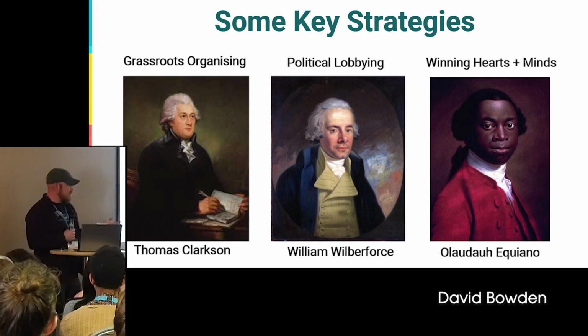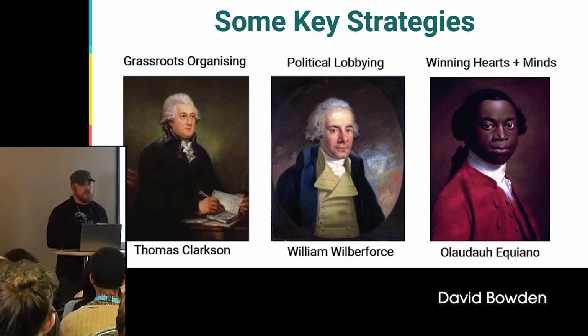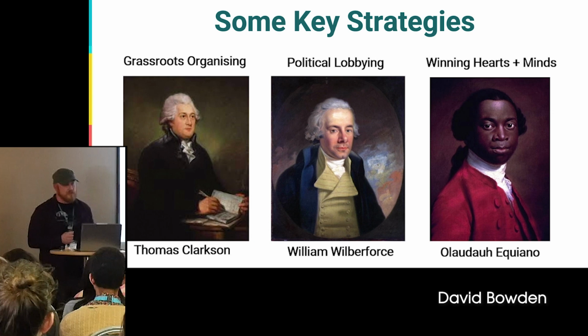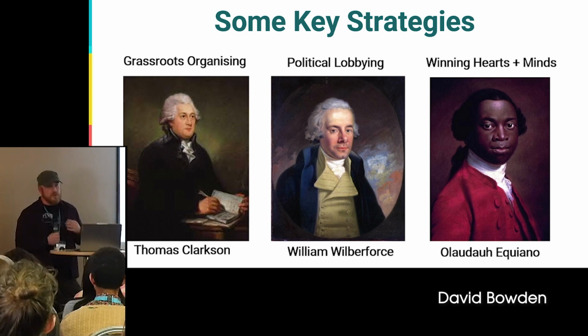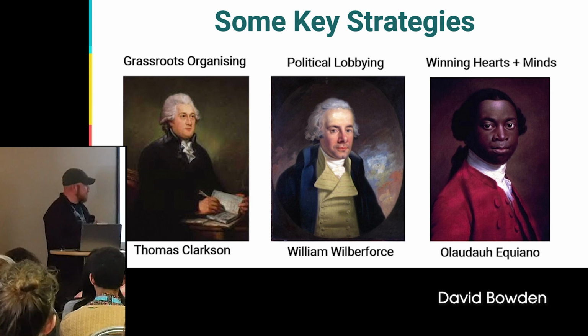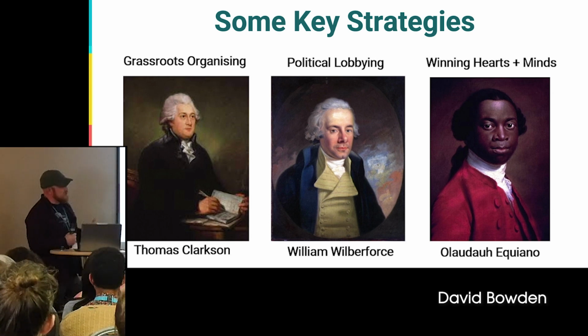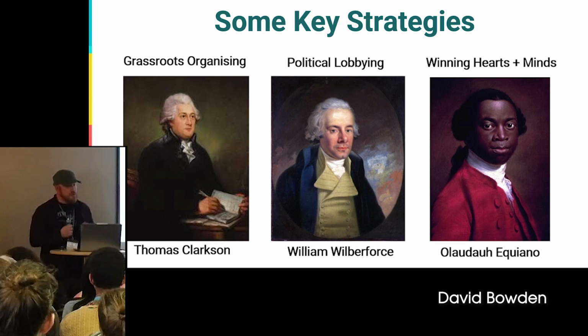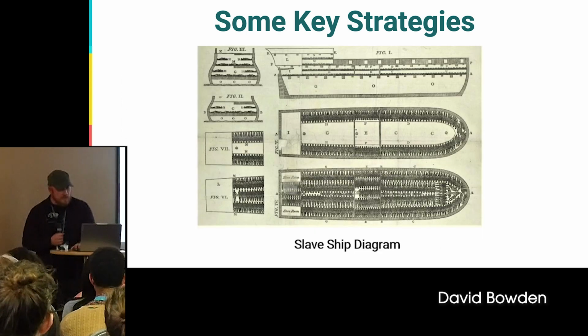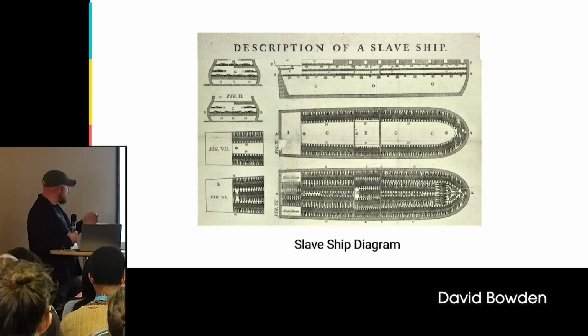Olaudah Equiano was an ex-slave who wrote an autobiography, which was really popular at the time because it was the first account, or one of the first accounts, of an ex-slave, and so the British public were really interested in this guy and his experience of slavery. But they also enlisted poets to write poems, they produced essays, and they also showed this diagram.